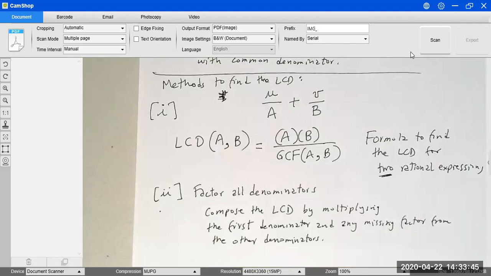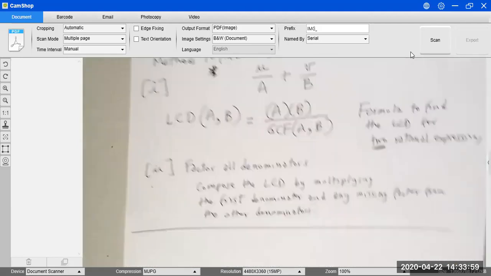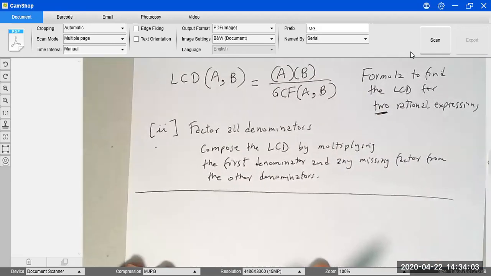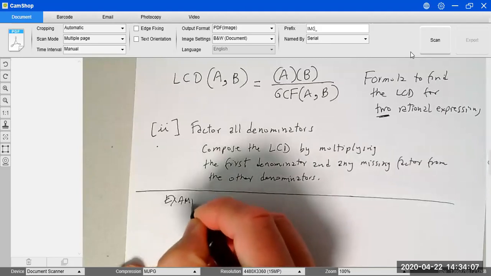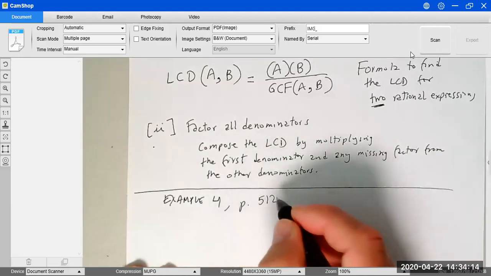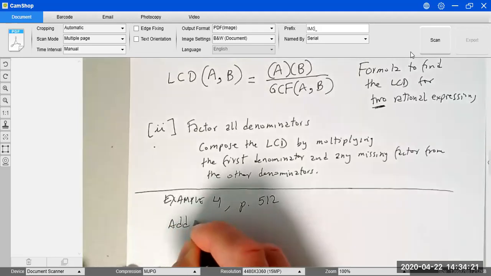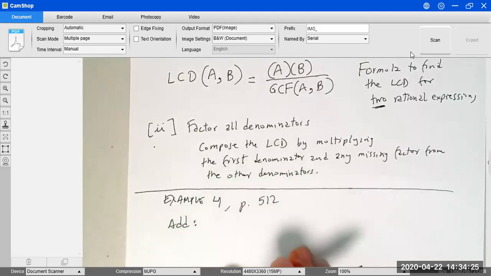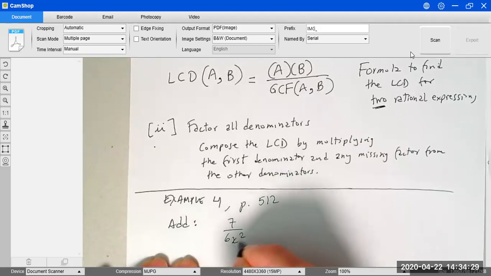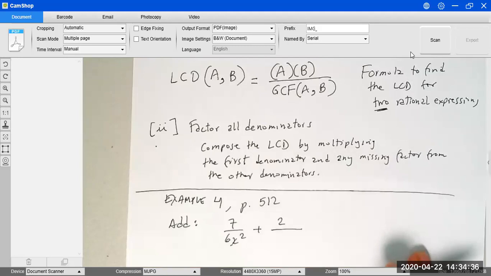So let's see, and we're going to start directly by working examples where we're going to add or subtract rational expressions. So let's start with the first one. We're going to start with example 4. That is going to be my first example. Example 4. This is on page 512. And we're going to add 7 over 6x squared plus 2 over 9x.